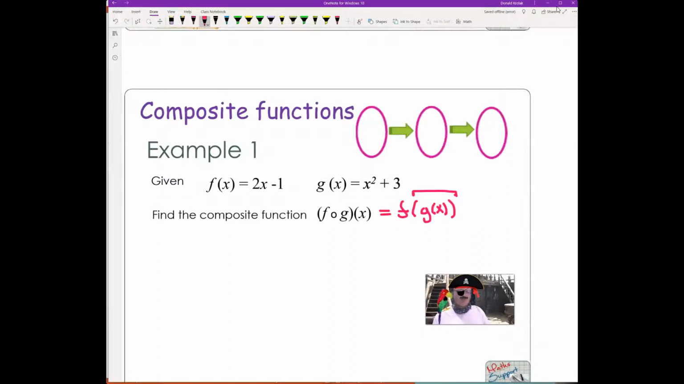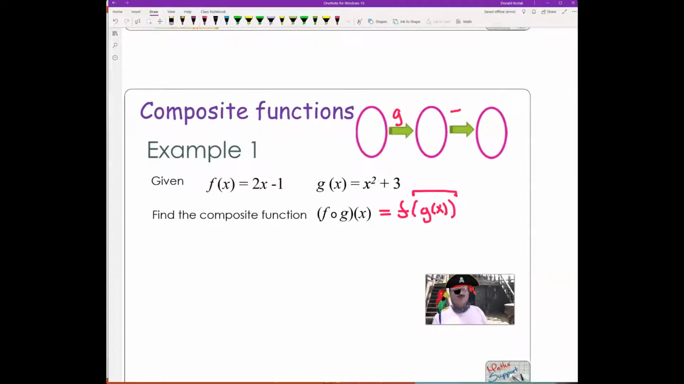Instead of putting a number in there like we did yesterday, if I said f of g of 3, then 3 was your input. It went through function g. If we did that, we'd end up with 9 plus 3, which is 12. And then 12 would go into function f. That'd be 24, take away 1, and my output would be 23. Okay? Well, we're doing the same thing here, except now instead of having a number there, we have an x.